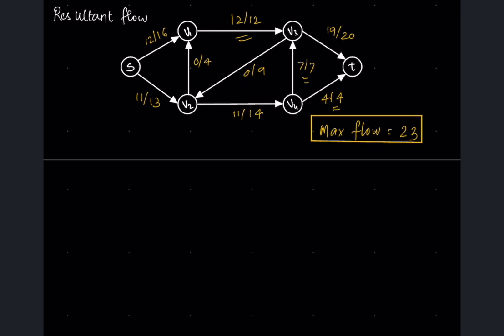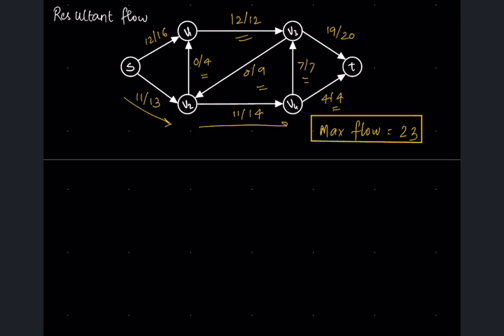From V4 to T, it's blocked. And even if we try to take a path from S to V2, this one, and V2 to V4, then again we are blocked afterwards. And in between, we see that V1 to V2 and V3 to V2 are reverse edges, so we do not have scope for augmentation.